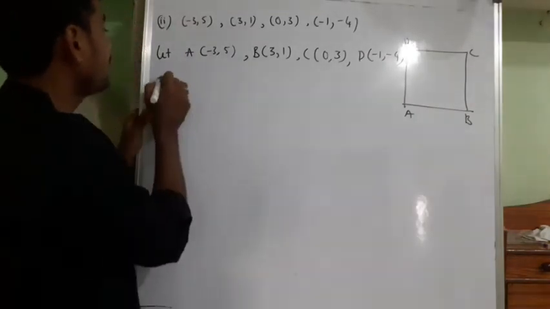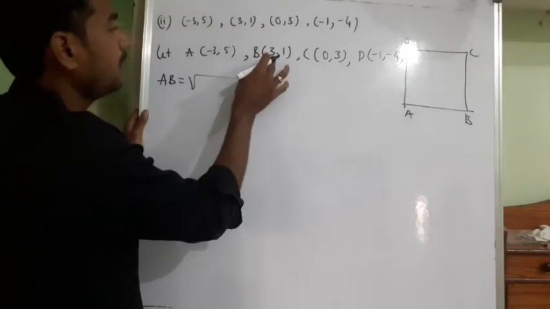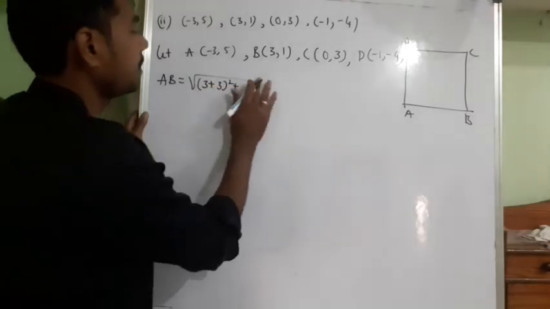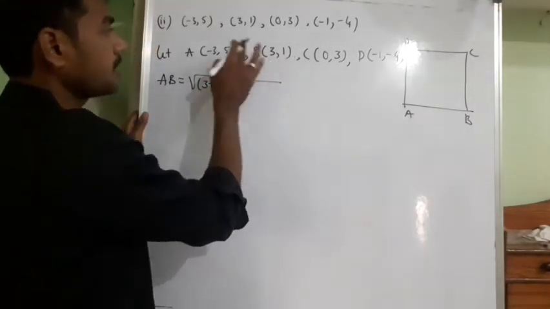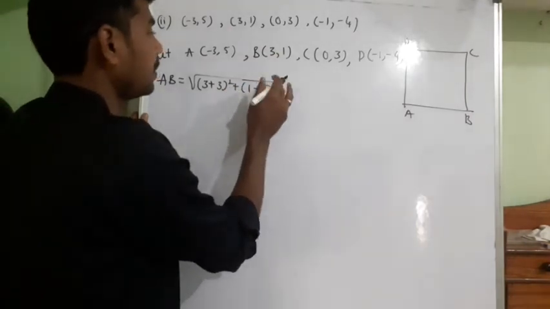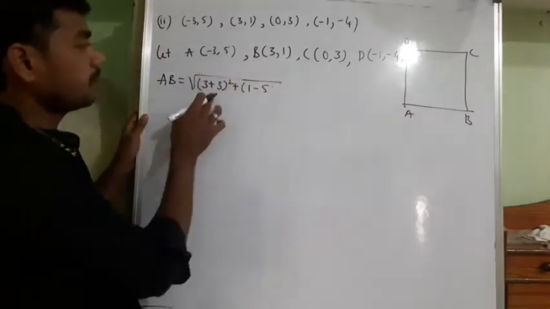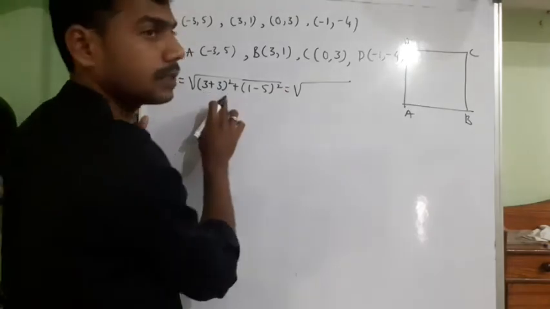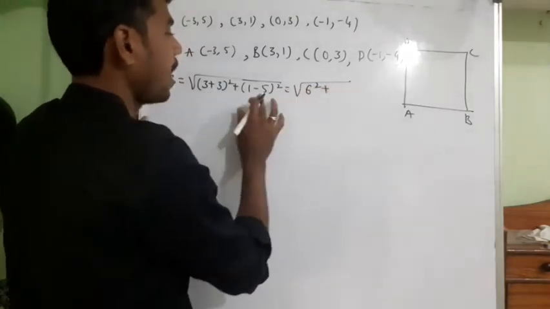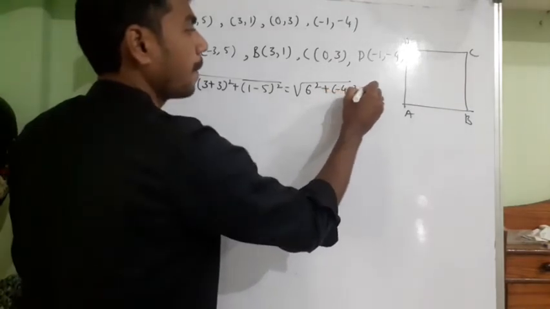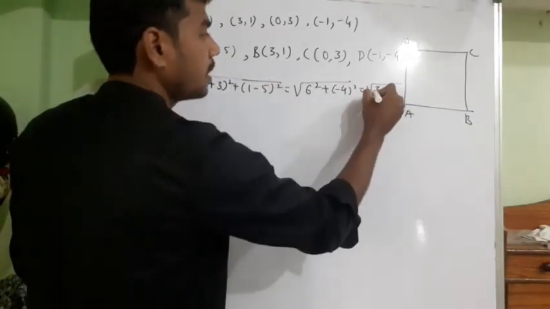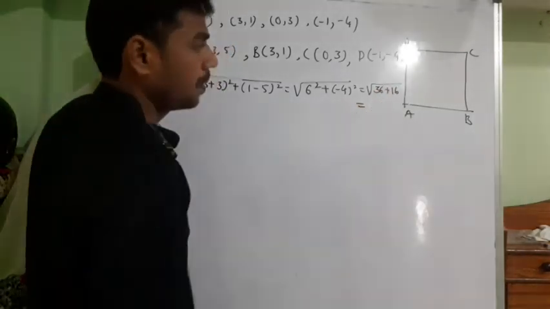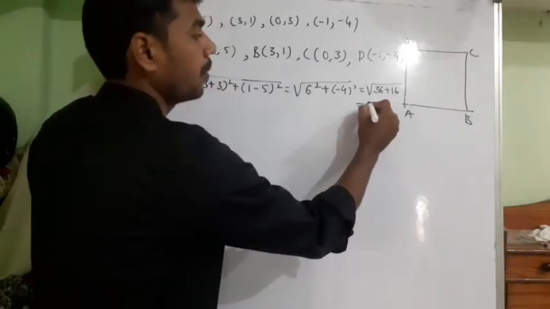So we'll start. AB is equal to square root of (3 minus of minus 3, which is 3 plus 3) whole square plus (1 minus 5) whole square, which is equal to 6 square plus minus 4 square, which is 36 plus 16, which is root 52 units.